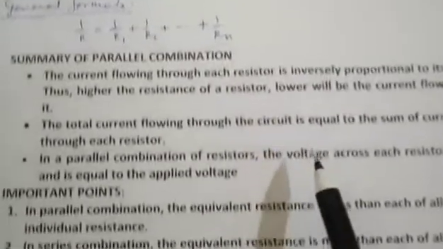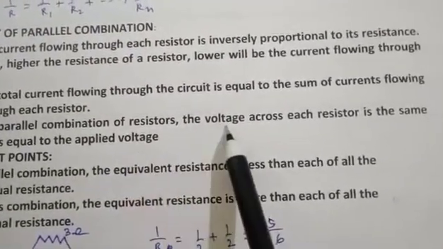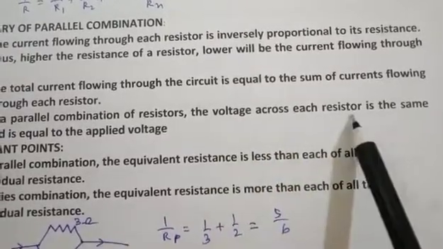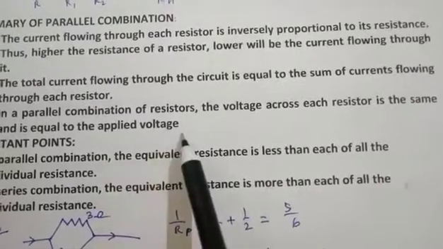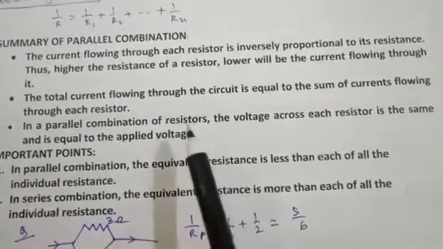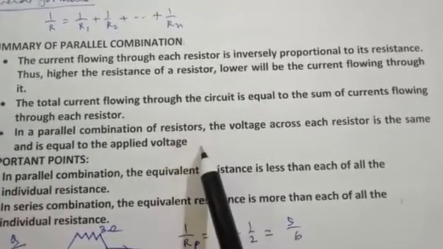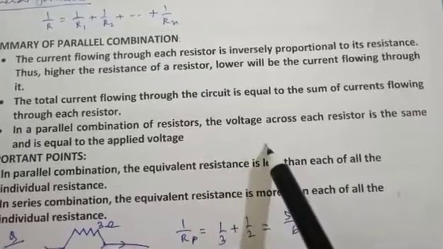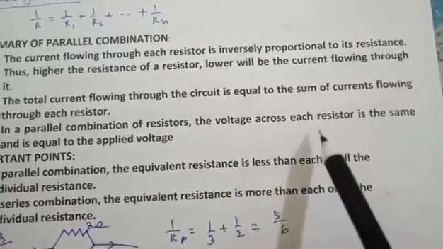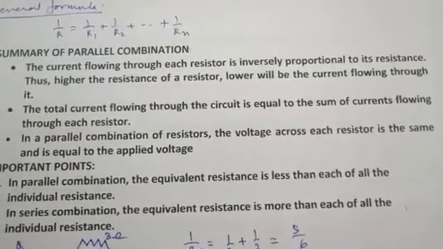Coming to the third point, in parallel combination of resistors, the voltage across each resistor is the same and is equal to the applied voltage. It means that since all the resistors are going to share the same common points, the voltage across each of them will be equal to the total voltage of the circuit. And that is the third point.